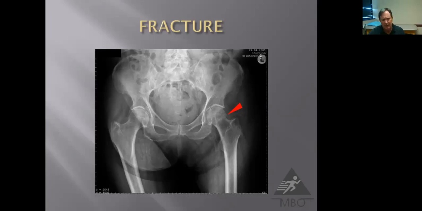And that can be treated if it's picked up early enough by putting a couple pins in there and limiting your activity. If it isn't picked up early, the ball of the head will come off, and then you need to do, again, the equivalent of a hip replacement.